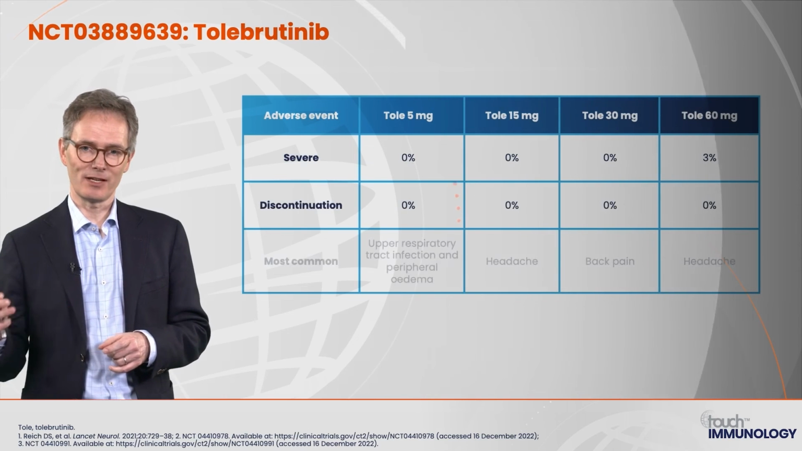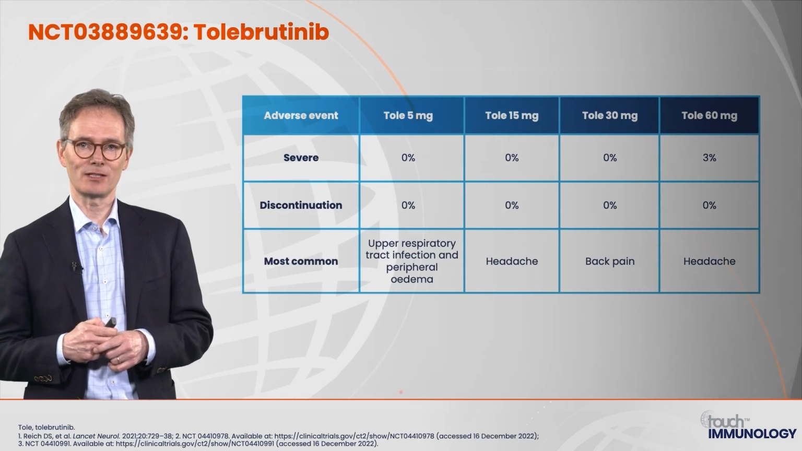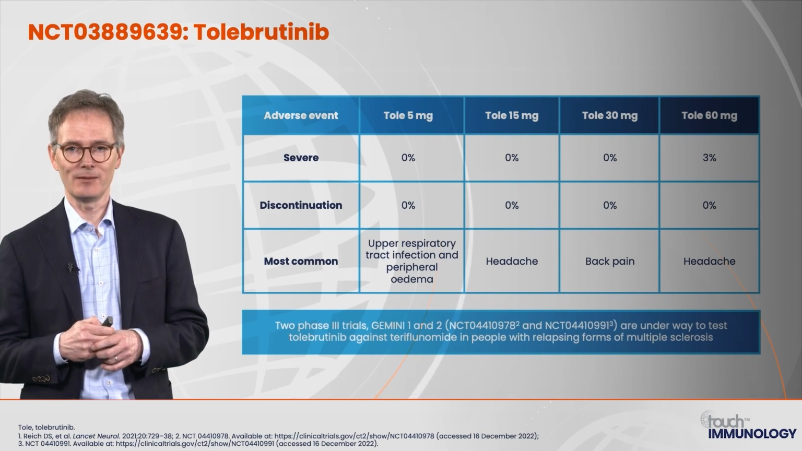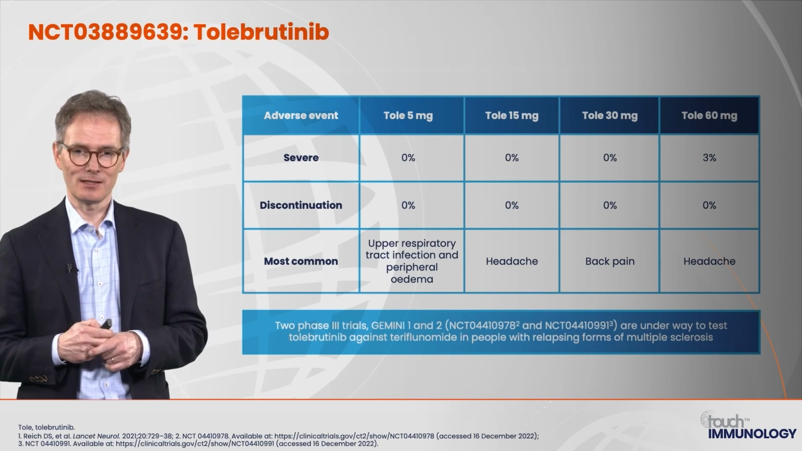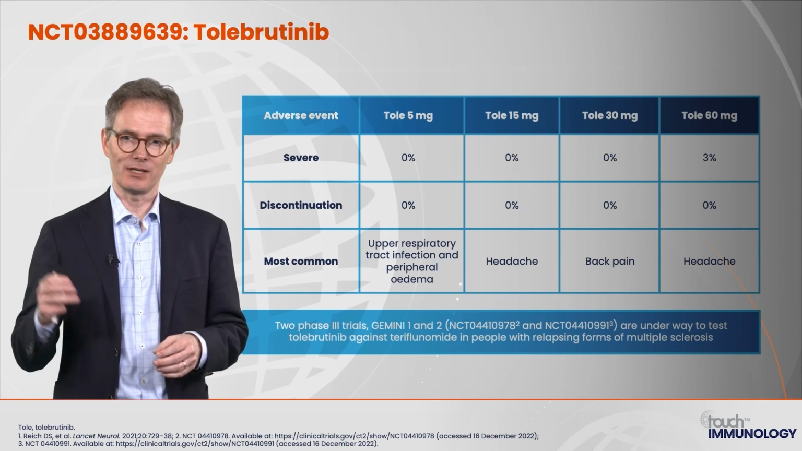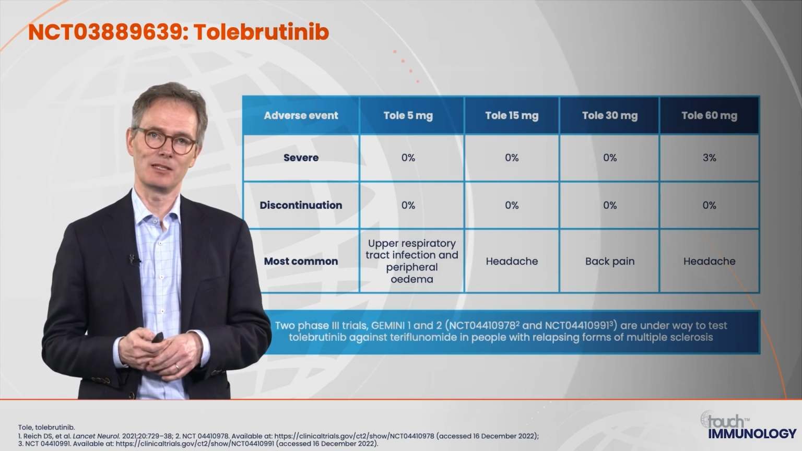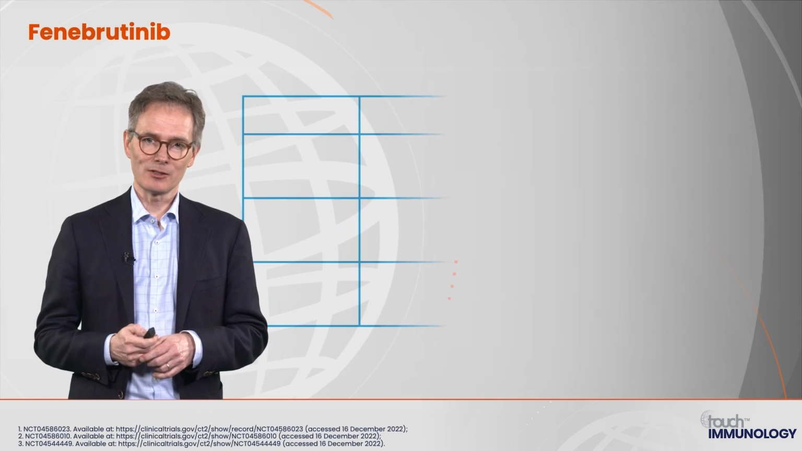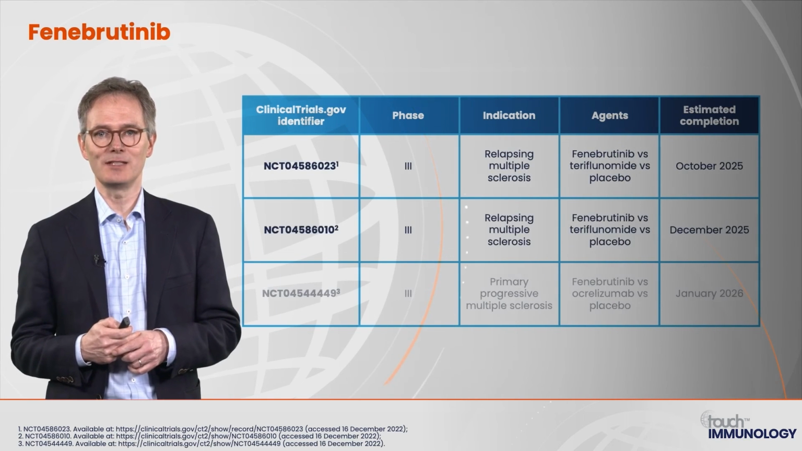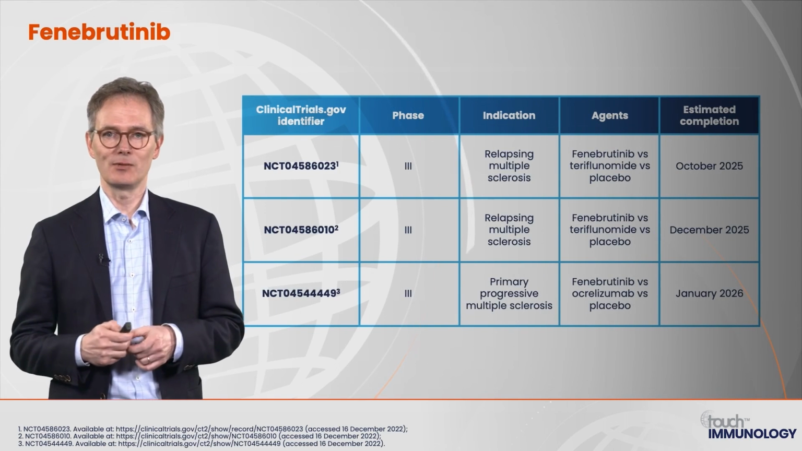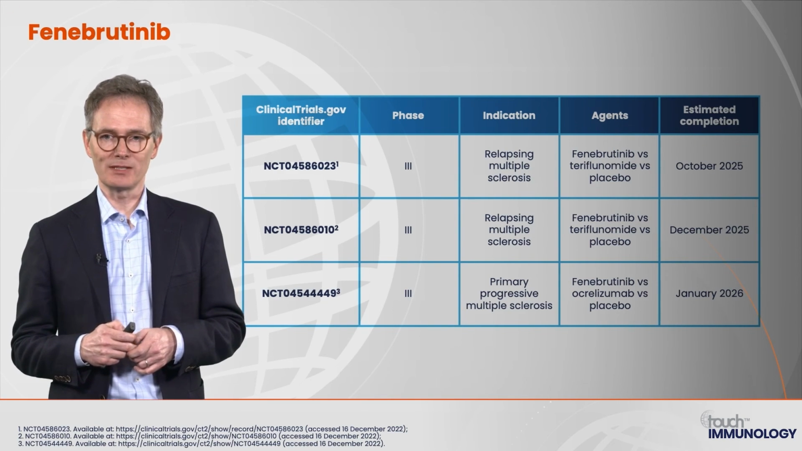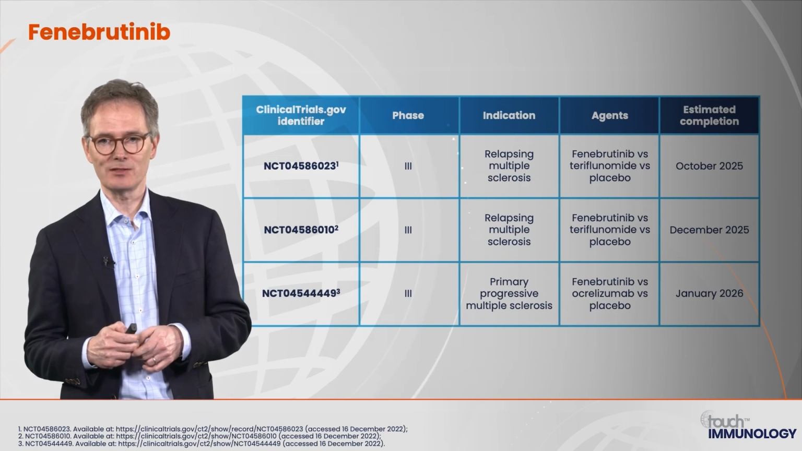There was some cases of headache, back pain, upper respiratory tract infection, but also, again, like I said, with evobrutinib, it needs a longer trial. And the phase 3 trials are again ongoing, recruiting patients and comparing tolebrutinib against teriflunomide in relapsing remitting multiple sclerosis. But these are not the only ones. Fenebrutinib is another drug that is currently tested in phase 3 trials. 2 trials running in relapsing remitting MS against teriflunomide, and 1 trial in primary progressive MS testing fenebrutinib against ocrelizumab.